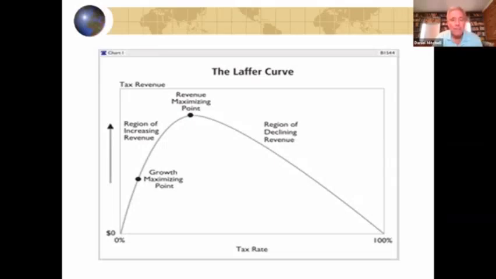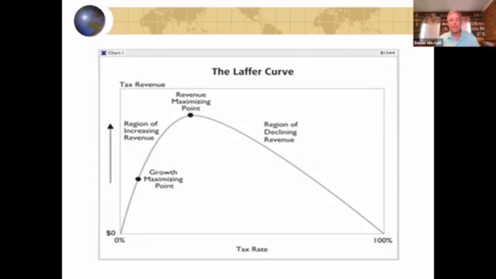Now, that's obviously the very worst place to be, because even if you believe in big government, even if you are a socialist and you want government to do lots of things and spend lots of money and redistribute a lot, you know, it's foolish to have tax rates so high that you have less revenue coming into government.